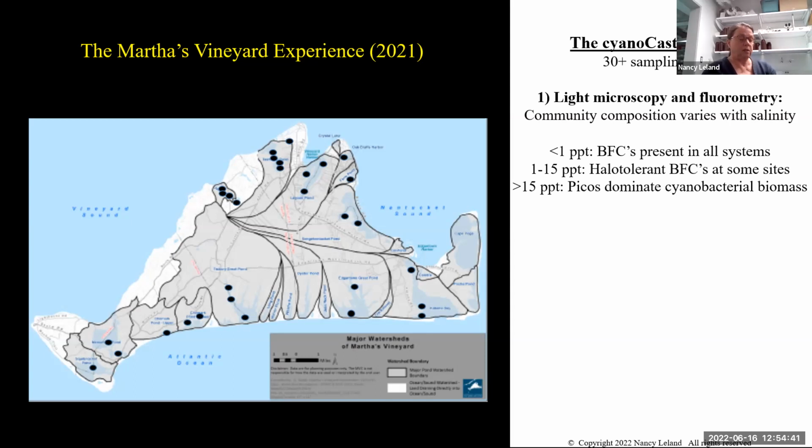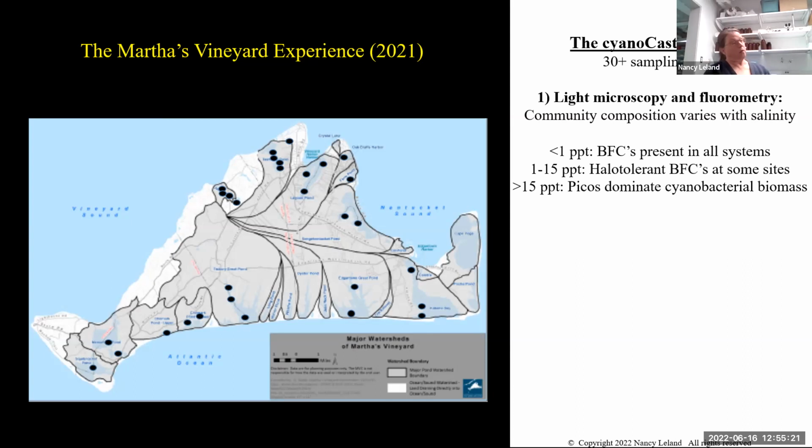When we have systems that are less than 1 part per 1,000 for salinity, we have our BFCs, our bloom forming cyanobacteria, present in all of the systems. Between 1 and 15 parts per 1,000, we were able to identify some halotolerant BFCs at some of the sites. And once we got above 15 parts per 1,000, the picos totally dominated the cyanobacterial biomass. So basically the BFCs become absent in those sites that have greater than 15 parts per 1,000.